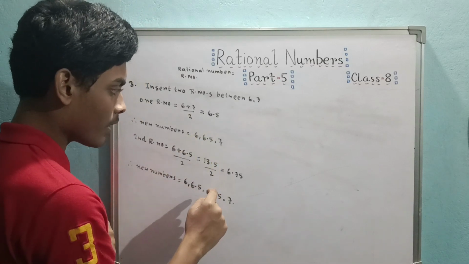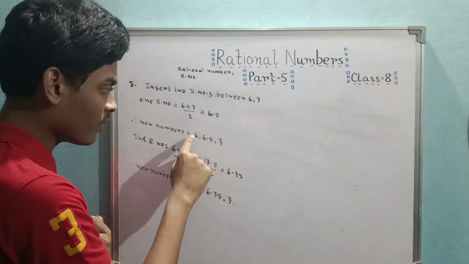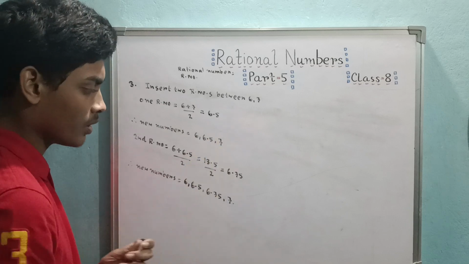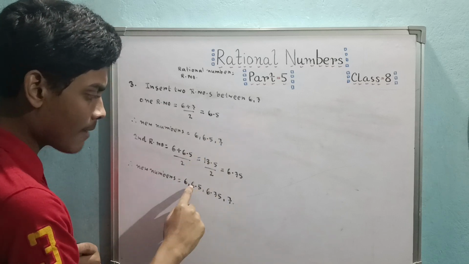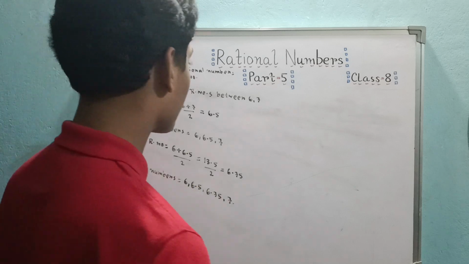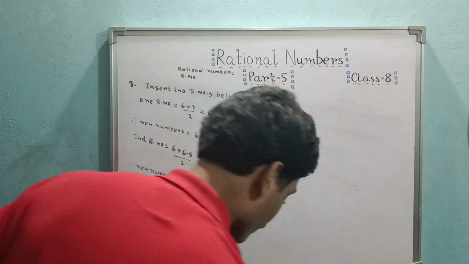Go to 6.75. So now what are the new numbers? 6, then 6.5, then this one, 6 plus 6.5 by 2, 6.75, and then finally 7. So we see that between 6 and 7 we have 6.5 and 6.75 as rational numbers to be inserted. Two rational numbers done. Let's check out the next one.